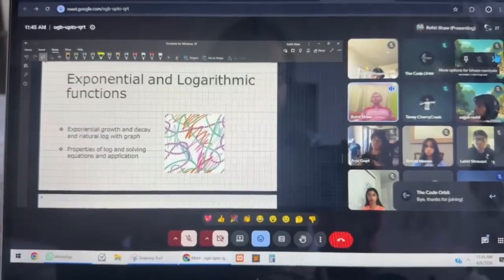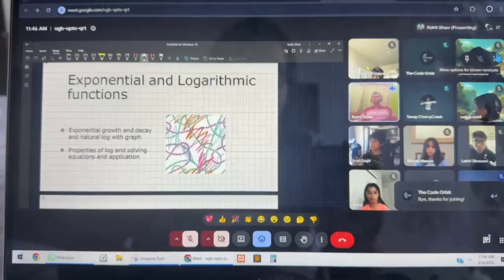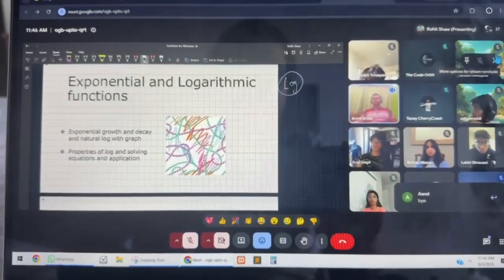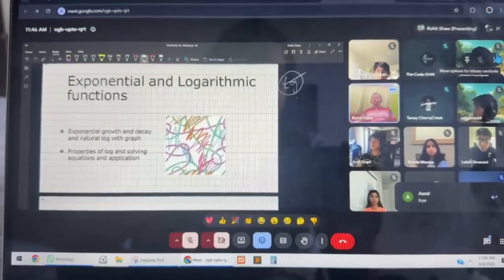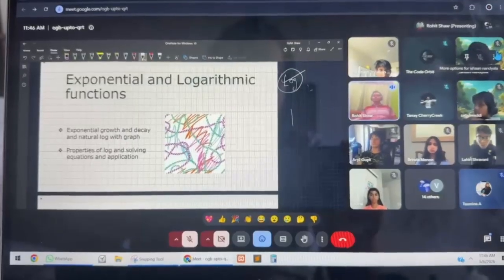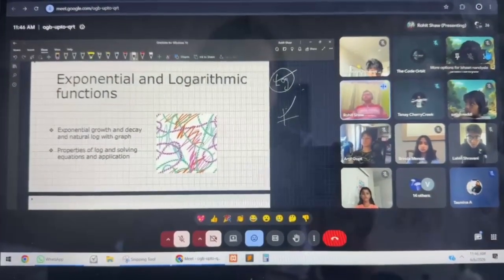Then we will try to know about exponential and logarithmic functions. Most of you have heard about these terms if you have done Algebra 1, which is log and exponent. So what is log and exponent? Generally we use them to measure if some system is moving up, or what is the rate.